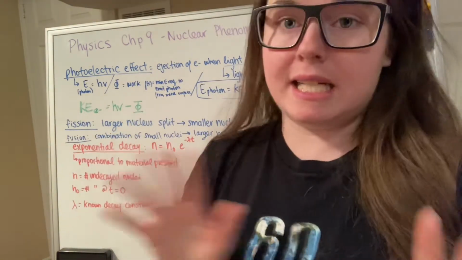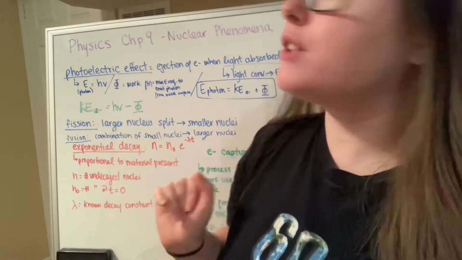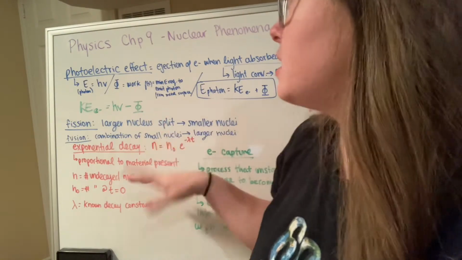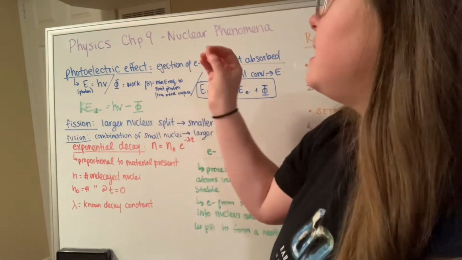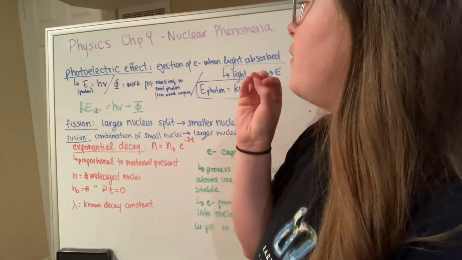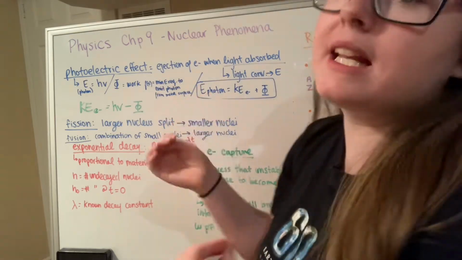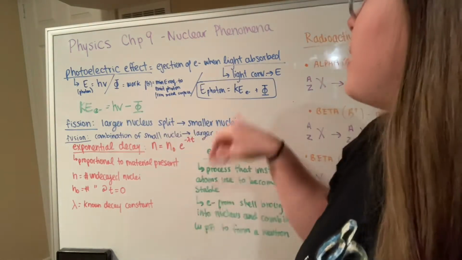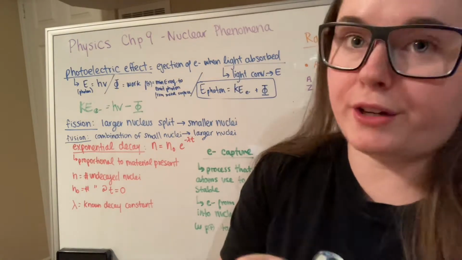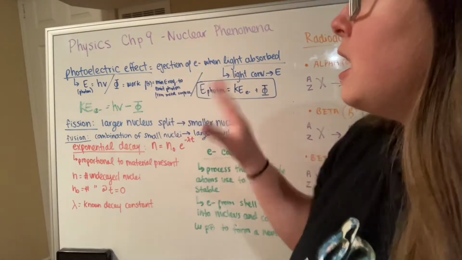There's a few important details to cover in this chapter, first of which is the photoelectric effect. The photoelectric effect is the ejection of an electron when light is absorbed. So when light is absorbed, light is converted into energy. There's a couple of equations that go into this.